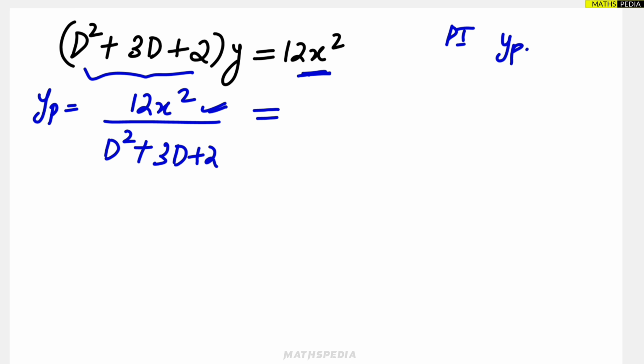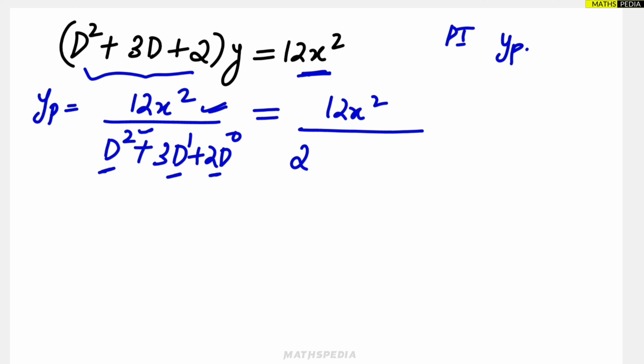Here only one element is there, so no need to consider anything. Directly write 12x square divided by the denominator part. It should be in ascending order, from small to big. That means here D square is there, D is there, 2 is there. Now D square is greater, D power 1 is less than that, and this is D power 0, you can consider, again less than that. But we have to take ascending order.